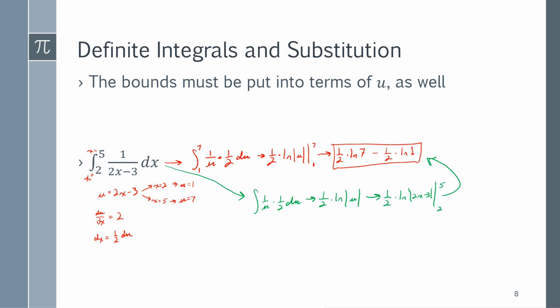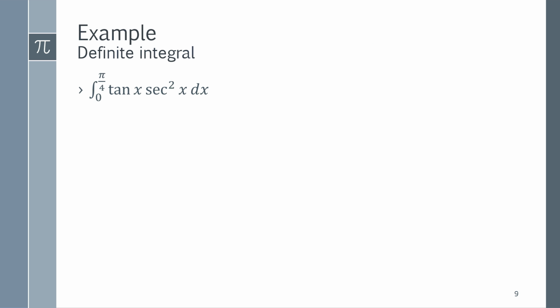I do not recommend the green method because, one, the AP exam will ask multiple choice questions to see, do you know how to change the bounds into u's? And two, it introduces too many places for a mistake. It's just easier to do it the red way, where you change the bounds into u's when you change everything else into u's.